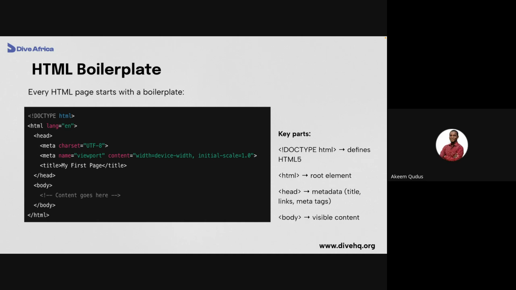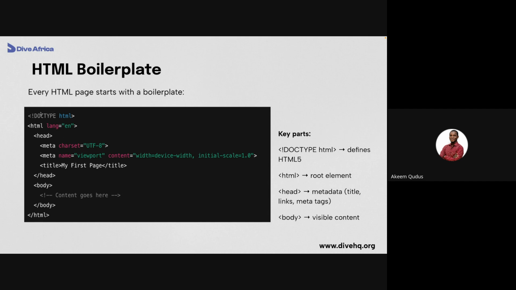Awesome. So basically this is the HTML boilerplate. The HTML boilerplate is the skeletal, basic HTML file content, where you then go ahead and start adding every other piece of content that you need. So let's see what the key parts are that we have here.